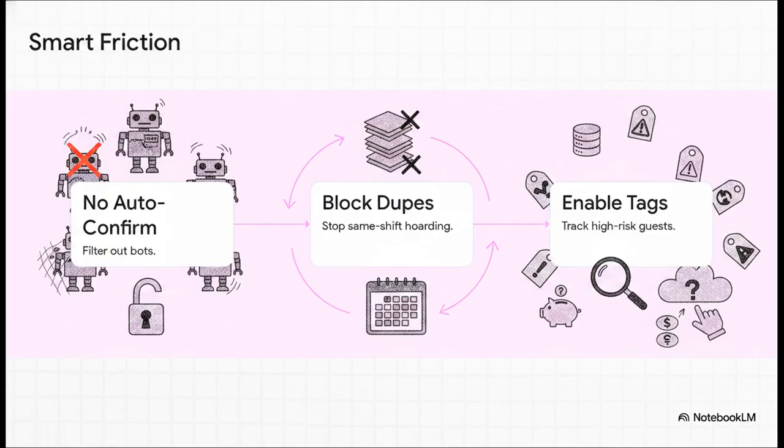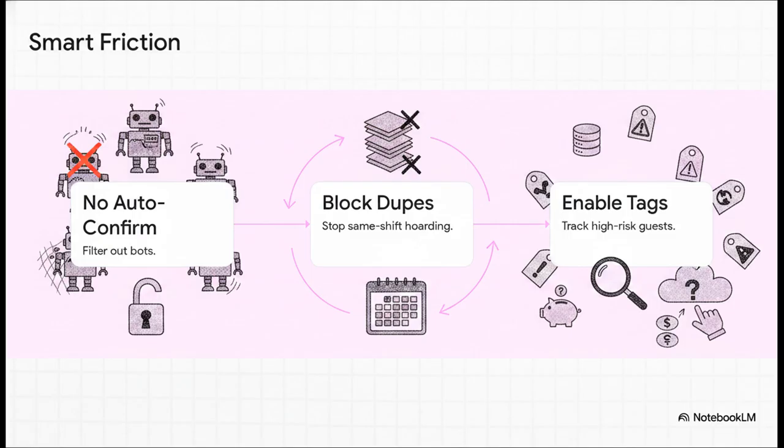Step 1. Go in and disable auto-confirm in your settings. This forces your guests to manually confirm via a reminder link, which immediately filters out bots and fake names. Step 2. Block same shift duplicates. This way, one person can't book 3 tables on a Friday night just to keep their options open. Step 3. Enable auto tags to track high-risk guests.